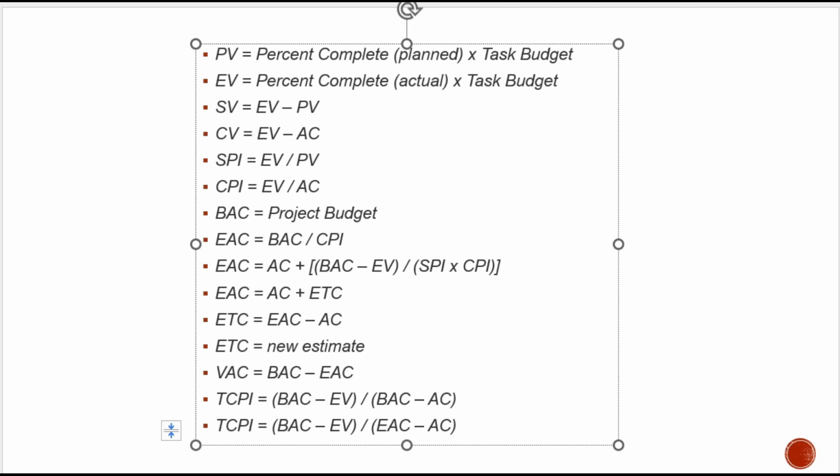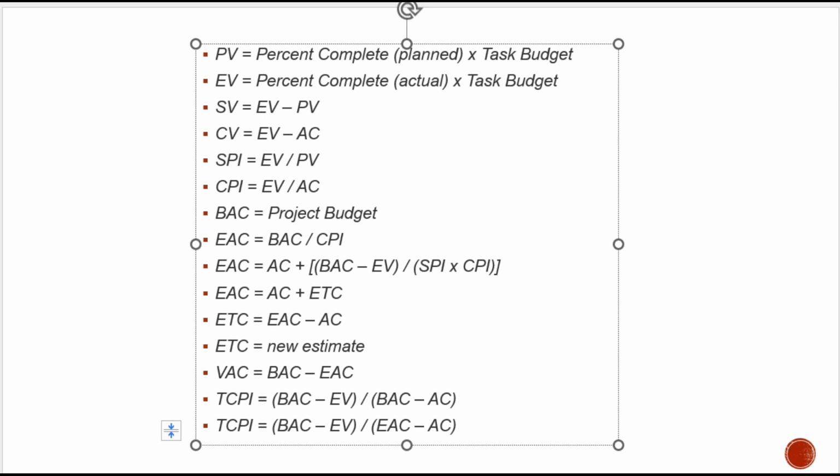Another concept is estimate at completion, EAC. EAC = BAC / CPI. That is a basic formula. It is a forecast of the total cost at the project end. BAC is the project budget. CPI is the cost performance index. So, the estimate at completion is the project budget divided by the cost performance index. This is a forecast of the total cost at completion. If things go like this, this much amount will be taken at the completion of the project.